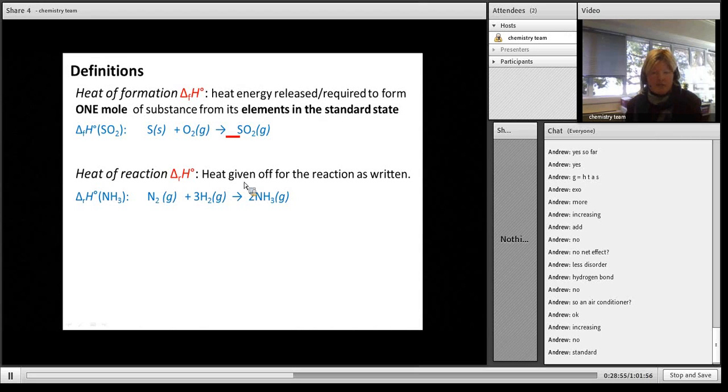So the delta RH is always for the reaction as written. Okay, so you don't have to worry about 1s. That's just the way it is.